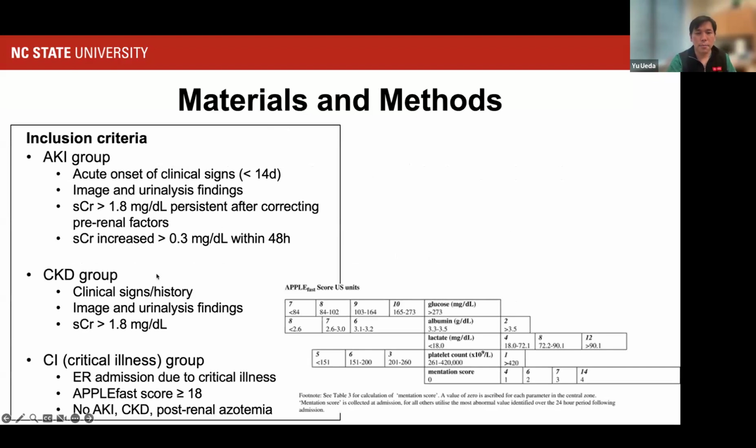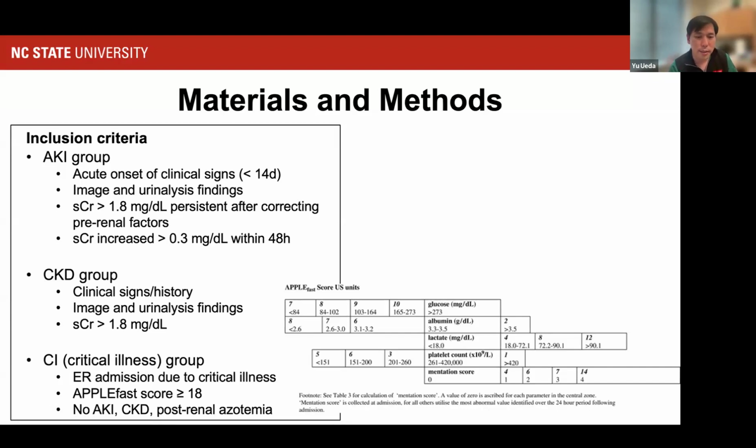This is the inclusion criteria, showing the AKI group, the CKD group, and then the critical illness group patients. And again, another group is the healthy group patients. In the inclusion criteria, dogs in the AKI group had acute onset of clinical signs less than 14 days, and also findings and images, especially abdominal ultrasound, and urinalysis, consistent with AKI.